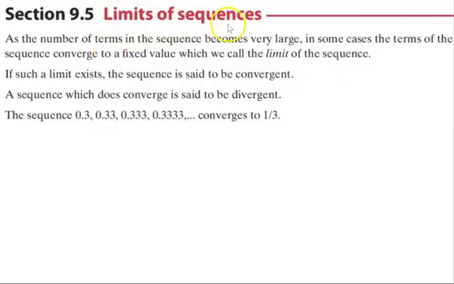Limits of sequences. As the number of terms in the sequence becomes very large, in some cases the terms of the sequence converge to a fixed value, which we call the limit of the sequence. If such a limit exists, the sequence is said to be convergent. A sequence which does not converge is said to be divergent.